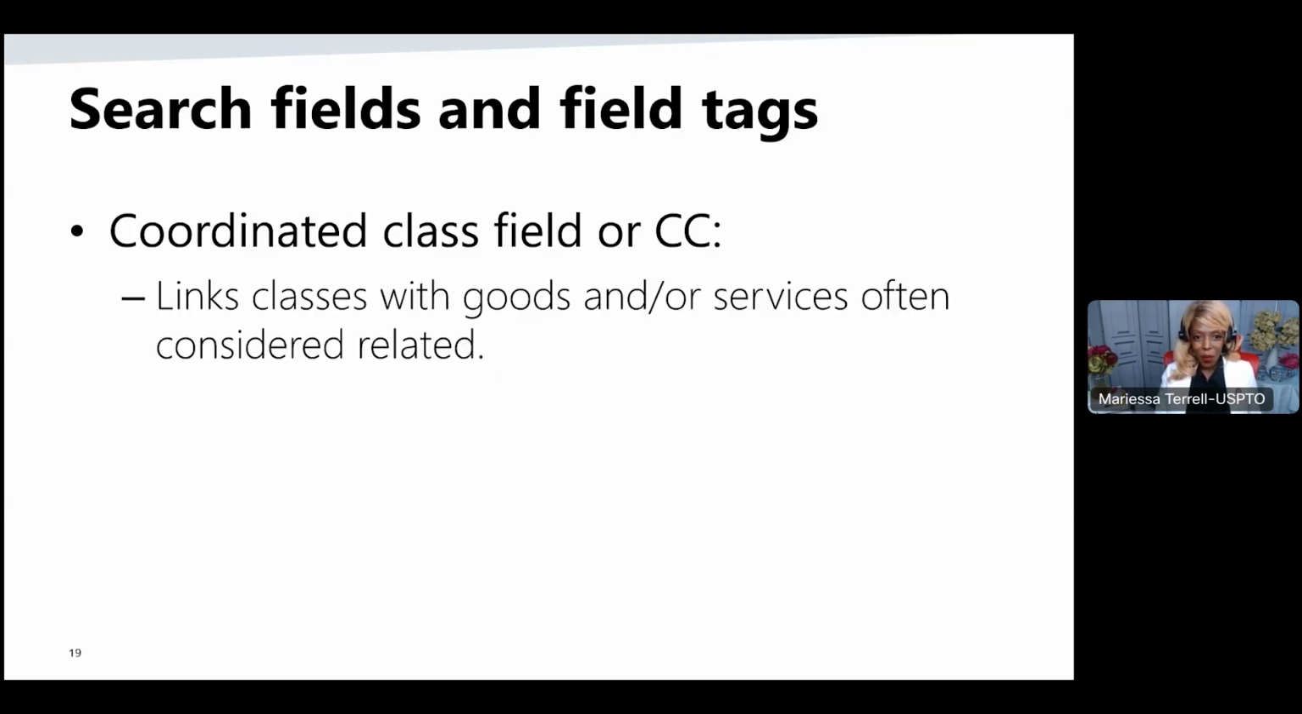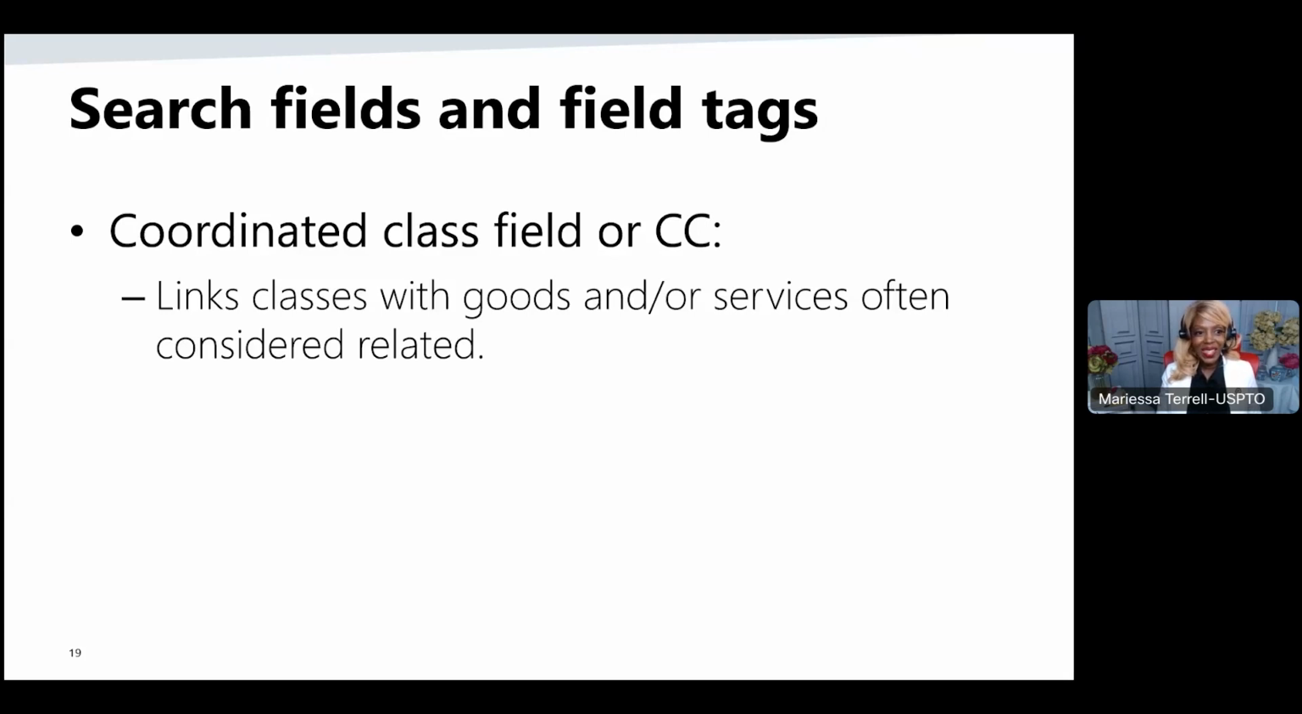You can also use the coordinated class field or the CC field tag if you want to link classes with goods and or services that are often considered related. Now, we talked about that a moment ago, and we noticed that there were some left-hand filtering options that were available to us when we were in expert mode. But let me give you a tip. Once you start down the road of using a field tag, well, you've got to continue moving forward using field tags. And so you cannot use those filtering options when you've started with the field tag wording, okay?